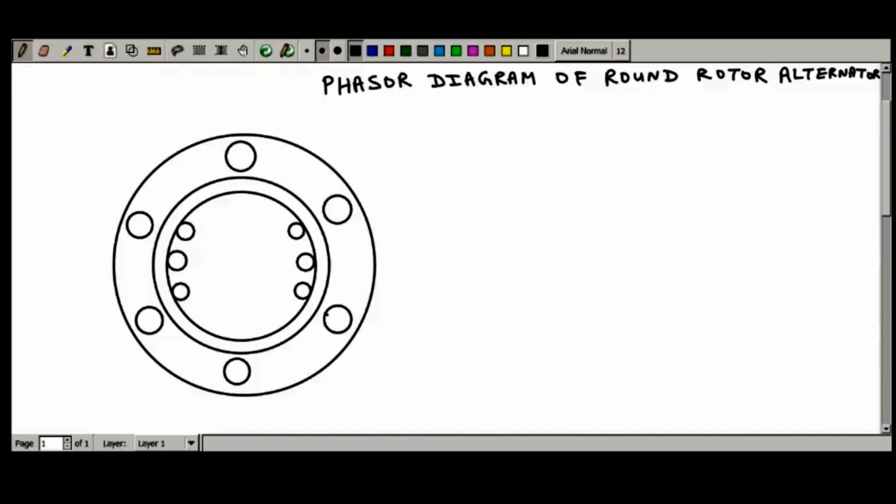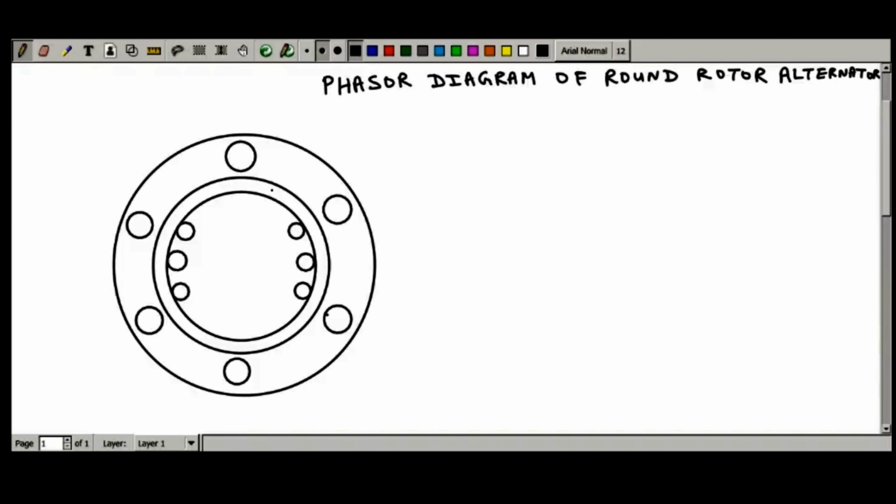So what I have done is that I have shown the cross-sectional view of a round rotor, or you can call it a cylindrical rotor. You can also call it a non-salient pole rotor. So it's a cross-sectional view of a two-pole synchronous machine. Field winding is placed on the rotor, and armature winding is placed on the stator core.